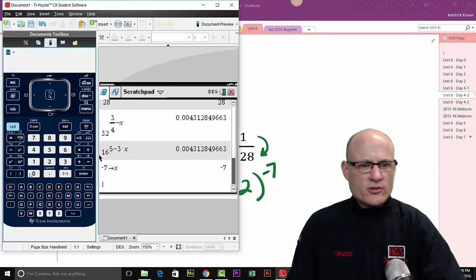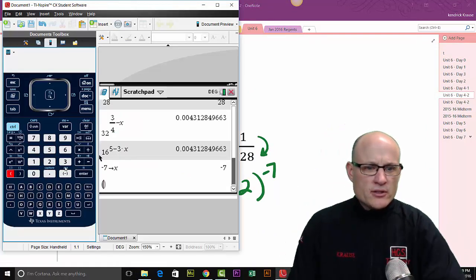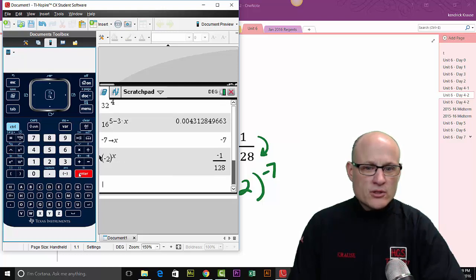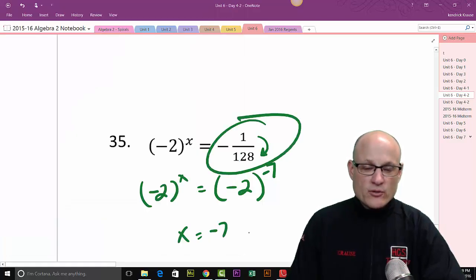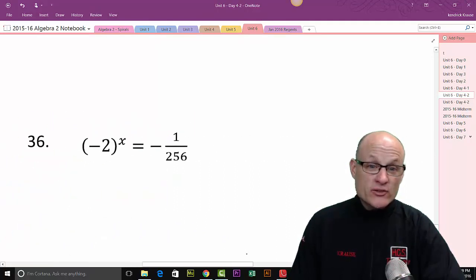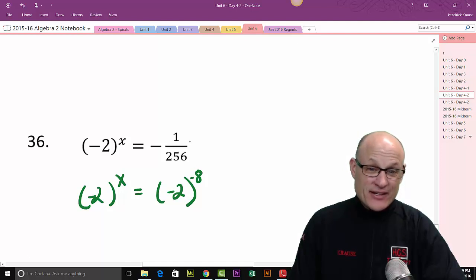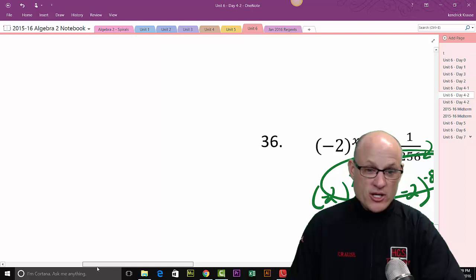So negative 2, in parentheses, raised to the x equals negative 1 over 128. Oh my God, it's so nice. So negative 2 to the x is equal to negative 2 to the 8th. But not 8, but negative 8 because it's a fraction. So x equals negative 8. Just set the exponents equal to each other. Ka-ching.